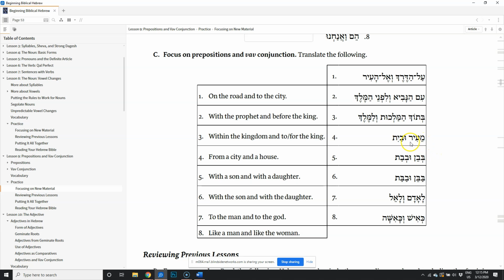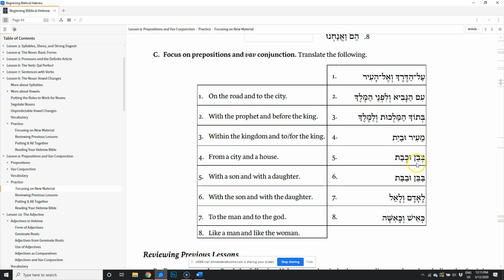Number 4, we have me'ir. This is the min preposition, but remember, when noon closes a syllable, as it does in min, and it's immediately followed by another consonant, it will try to assimilate. But ayin can't take a dagesh, and so what happens is the noon drops out, and the hirik of min lengthens to the sere vowel. So me'ir is from a city, uvayit, and a house.